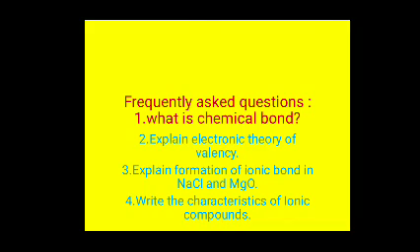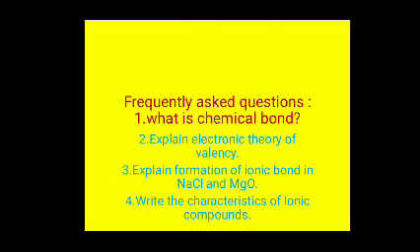Explain electronic theory of valency. This theory was proposed by Kossel and Lewis. By the transfer of electrons or sharing of electrons, atoms get stable electronic configuration in the valence shell. By the transfer of electrons, an ionic bond forms. By the sharing of electrons between atoms, a covalent bond forms.